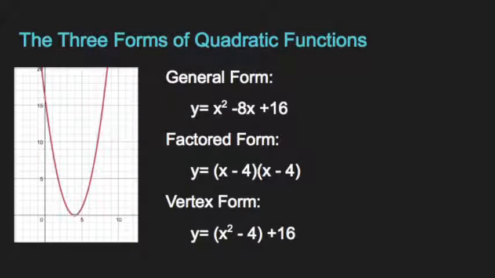There are three forms to express a quadratic function: general form, factored form, and vertex form. So in this example of the graph on the left, the general form of this equation is y equals x squared minus 8x plus 16. In factored form, it is expressed as y equals (x minus 4)(x minus 4). In vertex form, the graph on the left is y equals (x minus 4) squared plus 16.